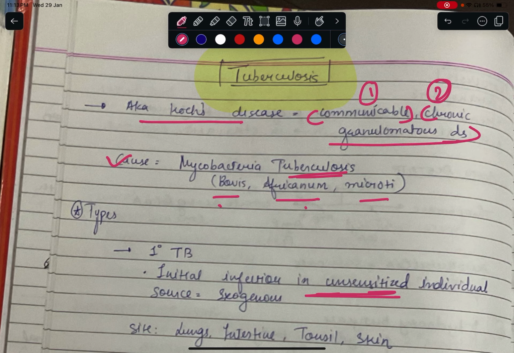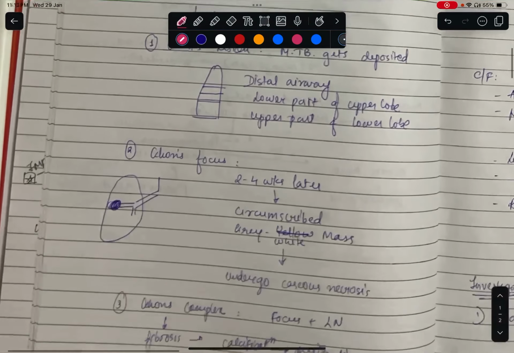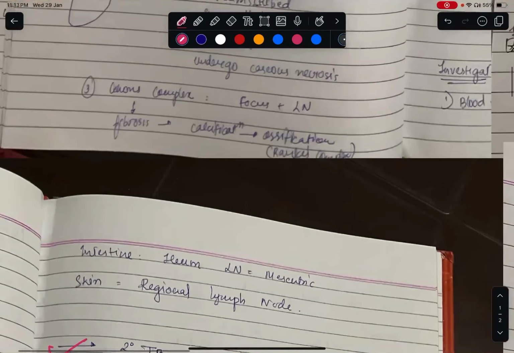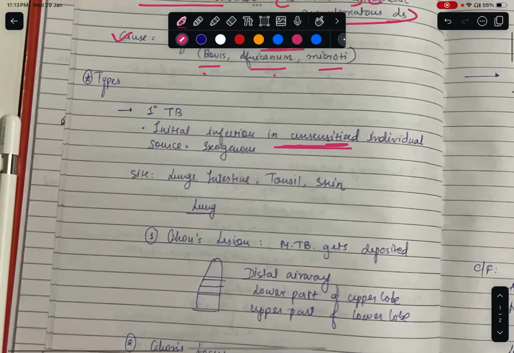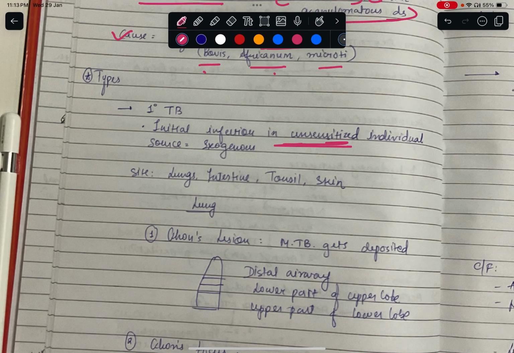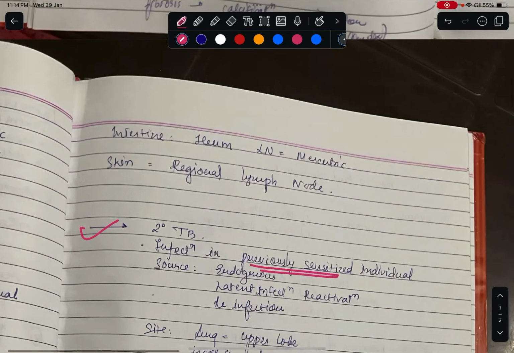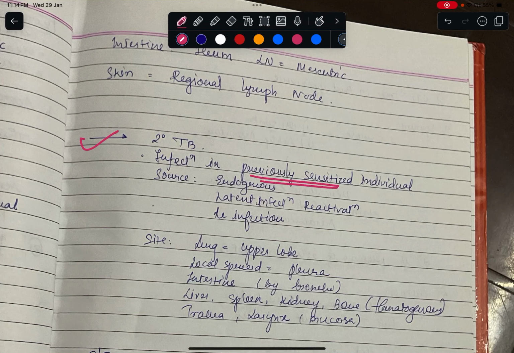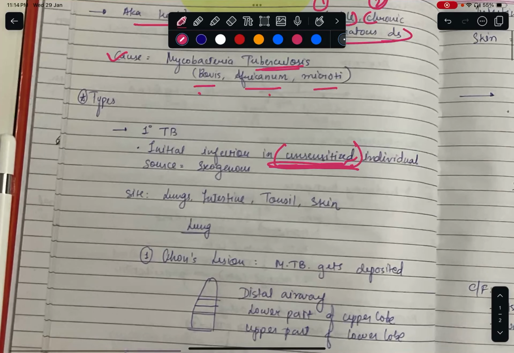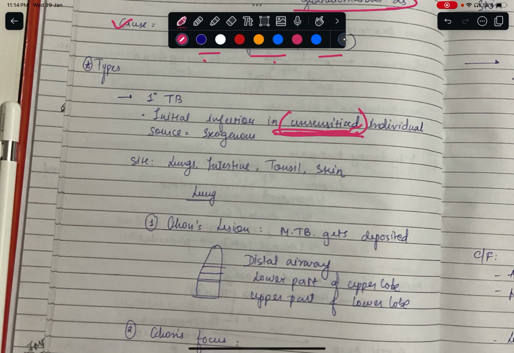Now types. There are two types. First is primary TB and second is secondary TB. So what's a primary TB? Primary TB means initial infection in an unsensitized individual, whereas in a previously sensitized individual it is called secondary TB.